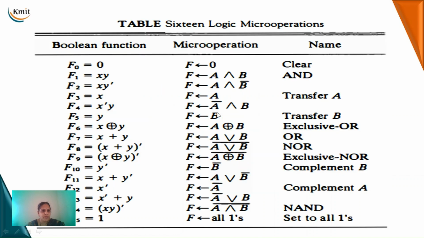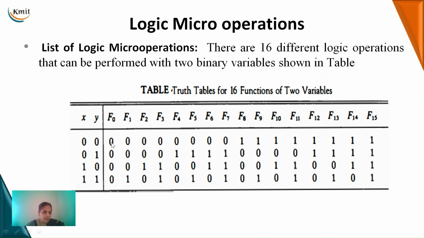And coming to F4, it is X complement Y. So we are going to do a complement of X and perform an AND operation with the contents of Y. So it becomes 1 and this is 0, 1, 0. So 0. Here 1, 1. So 1. Here 0, 0. It becomes 0. Here 0, 1, 0. So that is how F4.